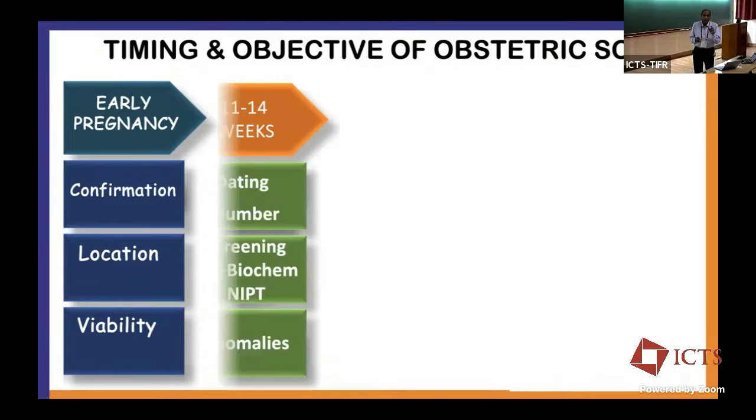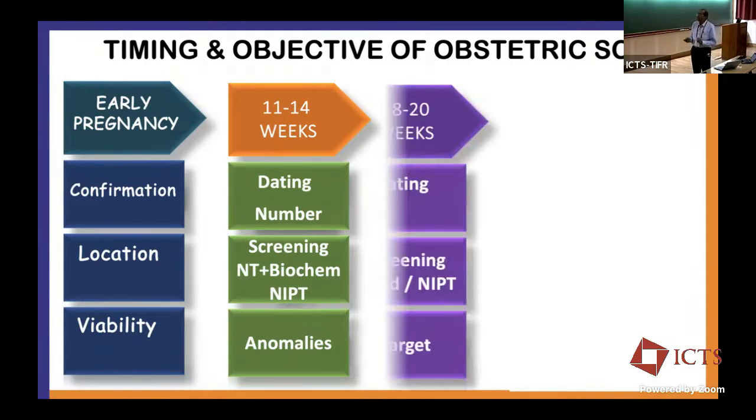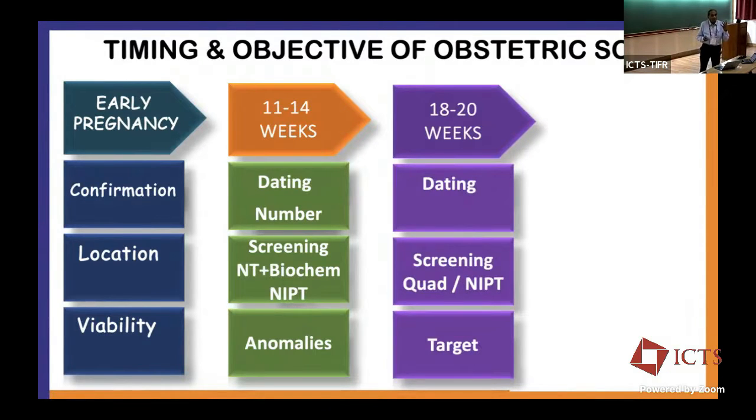Then the primary scan or the most important scan is the 11 to 14 week scan. At this time, we do dating, number, we do screening for several things like screening for chromosomal abnormalities, screening for structural abnormalities. Over 90% of chromosomal abnormalities can be identified at this stage, and over 70% of structural defects can be identified at this stage. And so this is a very, very important scan where we have the opportunity to go and really understand the images.